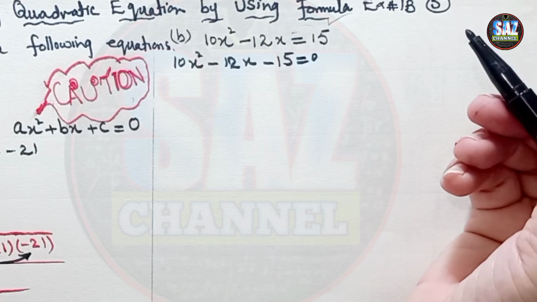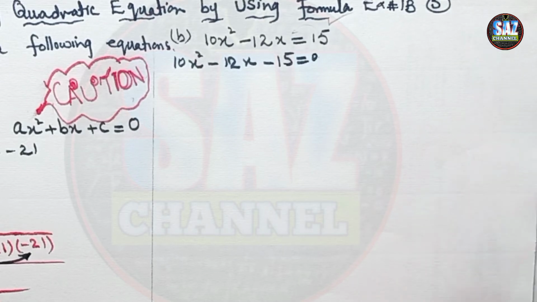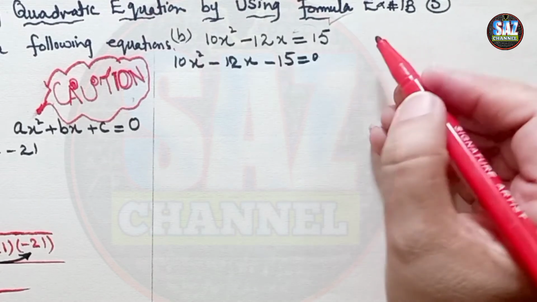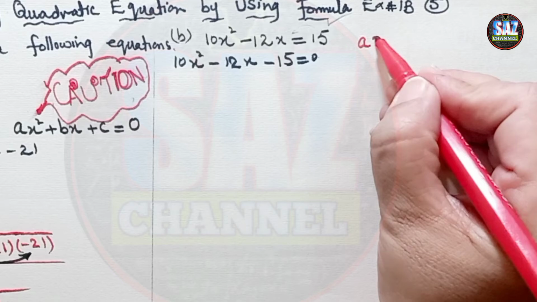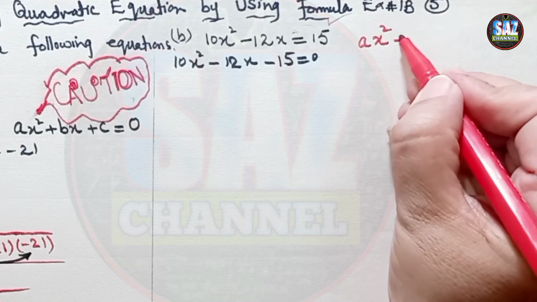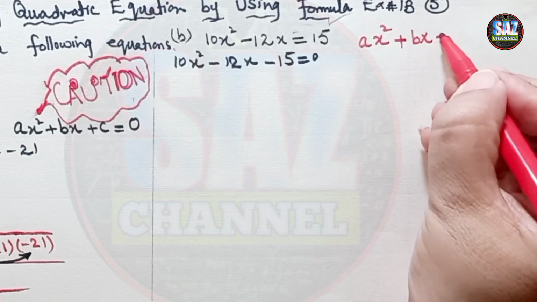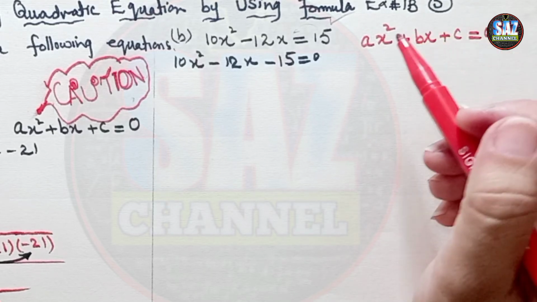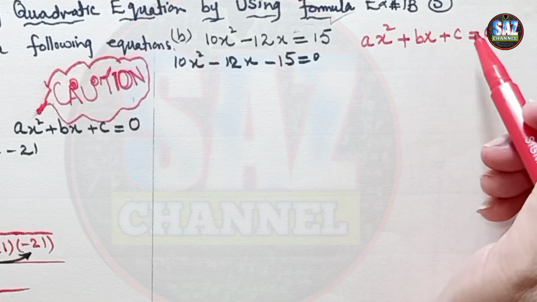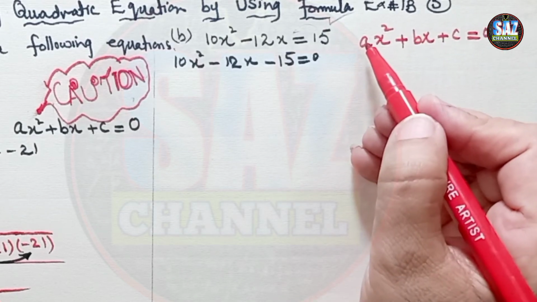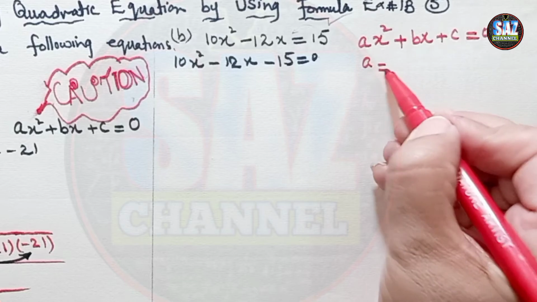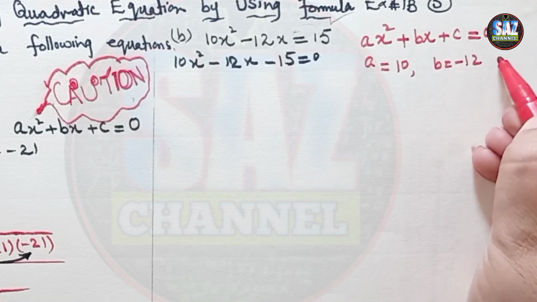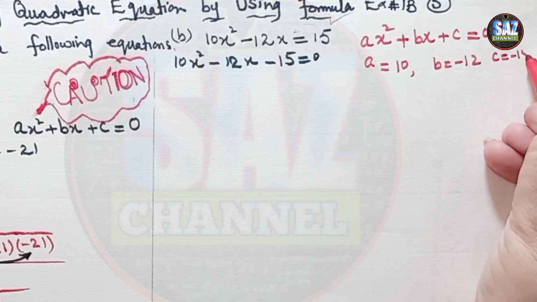And now the equation is in standard form. After writing the equation in standard form, what we have to do is compare it with the given standard quadratic equation, which is ax square plus bx plus c equals 0, and identify the coefficient of the square term, the x term, and the constant. By comparison, a is 10, b is minus 12, and c is minus 15.